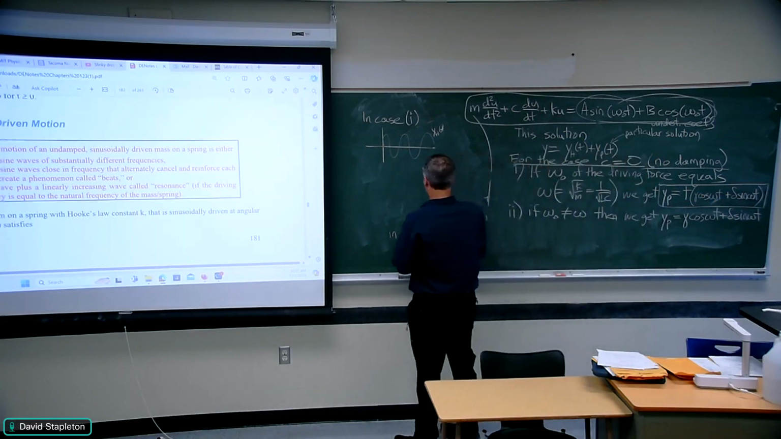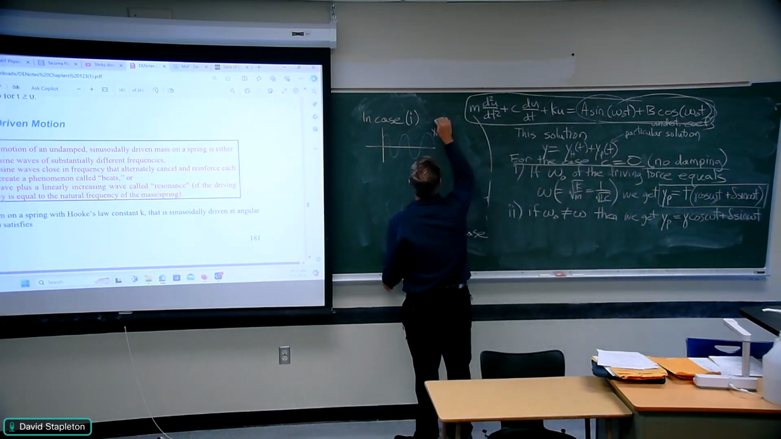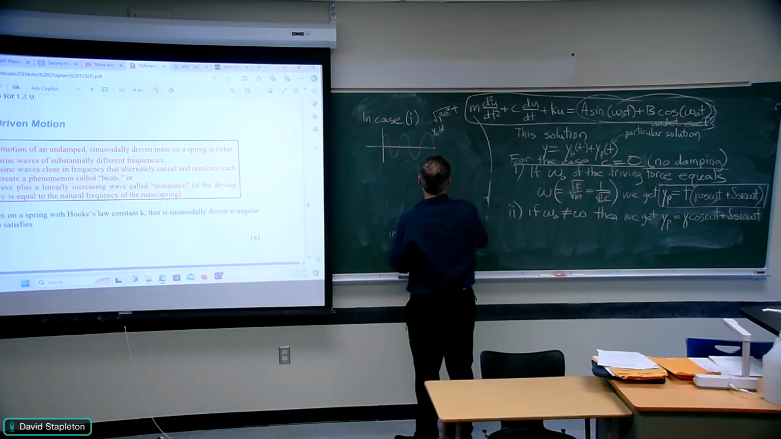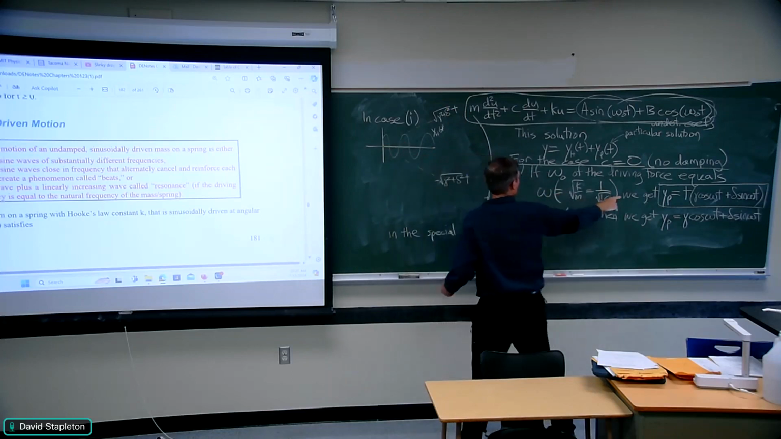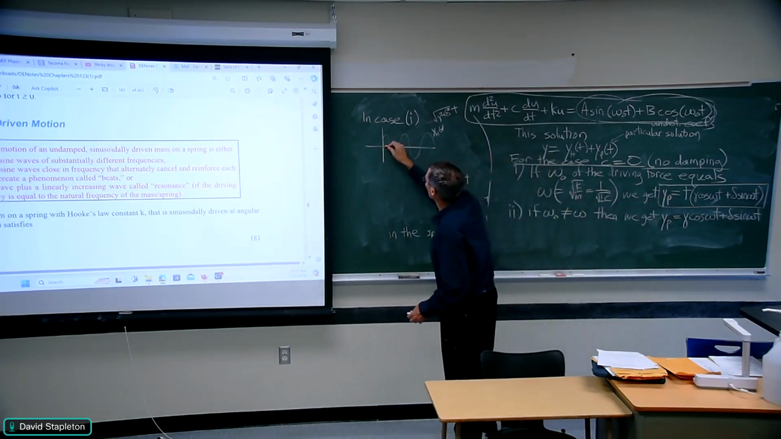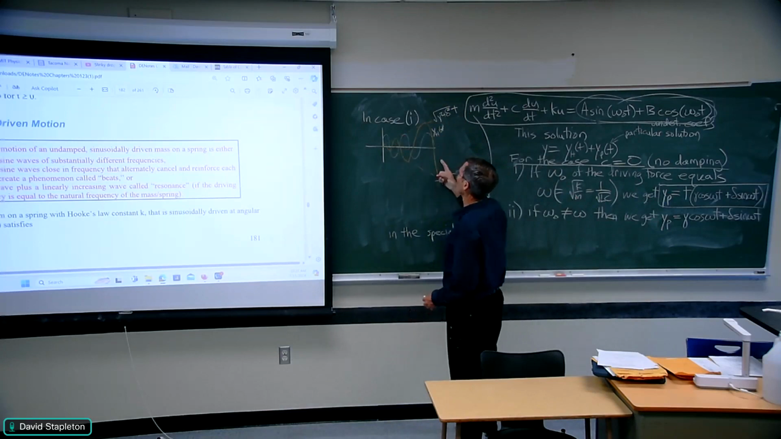And so what you get, that constant is the square root of gamma squared plus delta squared, times t. And here would be the line minus the square root of gamma squared plus delta squared, which is the amplitude of that thing there, times t. And the particular solution is t times a sine wave of the same frequency. And so it looks like that.